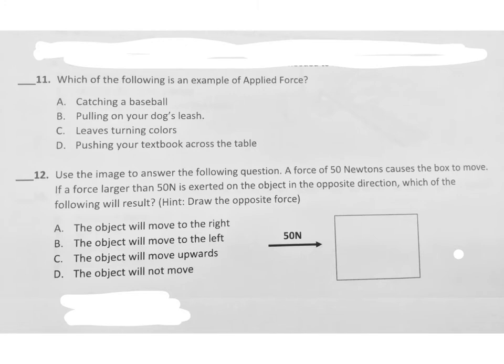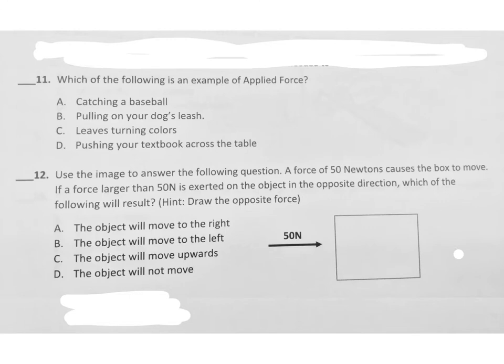Number 12, use the image to answer the following question. A force of 50 newtons causes the box to move. If a force larger than 50 N is exerted on the object in the opposite direction, which of the following will result? Hint, draw the opposite force. Go ahead and take a look at that picture.